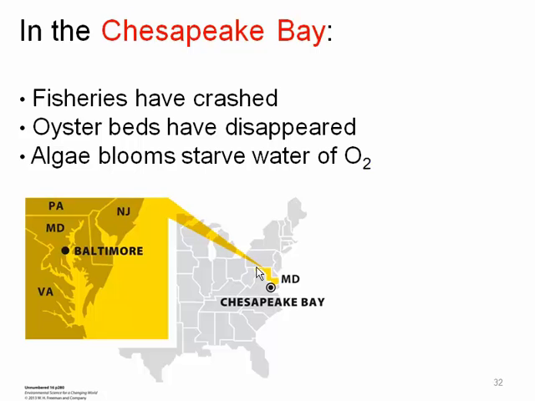Zooming in a little bit, it's again centered around Baltimore and most of the areas in Maryland, but the areas drained include the other states as well. In the bay itself, a number of fish species have crashed. Their populations have diminished dramatically. Oyster beds, a popular seafood item, have disappeared, and the populations have diminished dramatically.